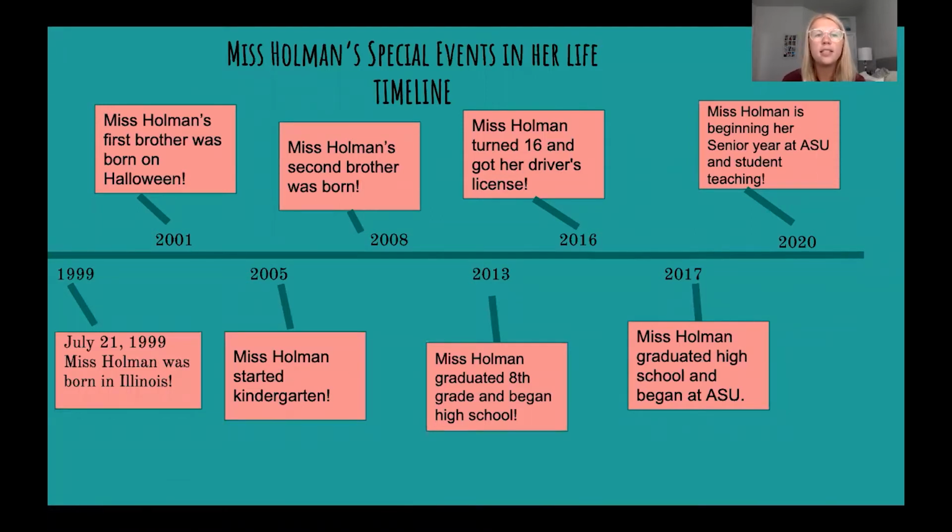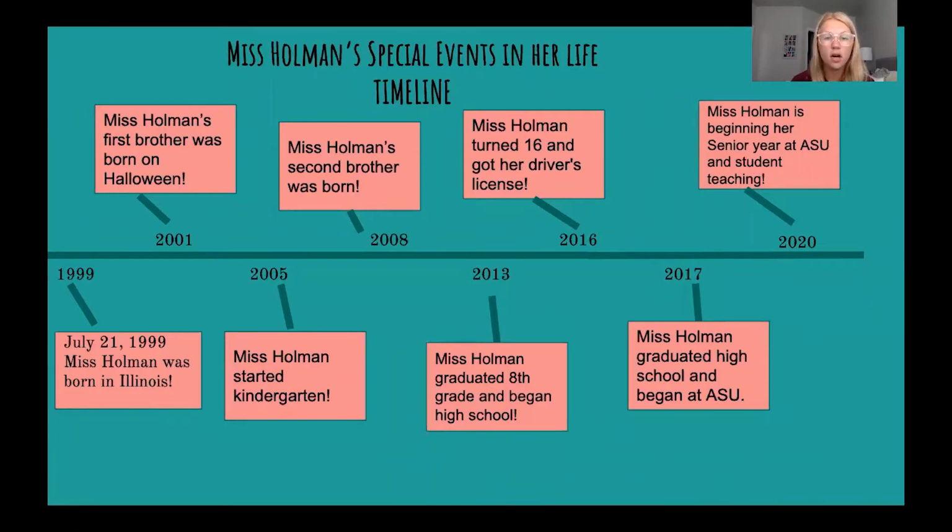So here I decided to include a timeline for myself, just so you guys could see a timeline and how to read it from left to right, and how to read it with the title and the labels. So at the top is our title. The title is Miss Holman's Special Events in Her Life Timeline.